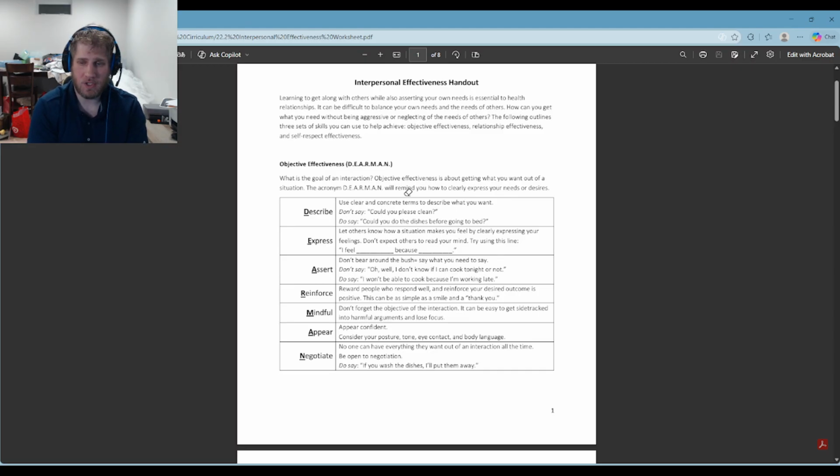Last one here, negotiate. It's always the hardest thing to take that step back with certain things. But the goal here is to ask, hey, what is the way that we can work on this together? How can we both get what we need from this? One example they say is, if you wash the dishes, I'll put them away. You want to be open to negotiations, and that's the ultimate goal here.